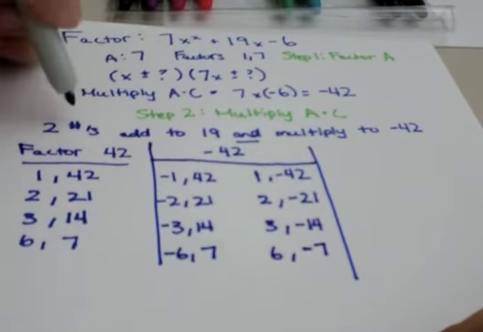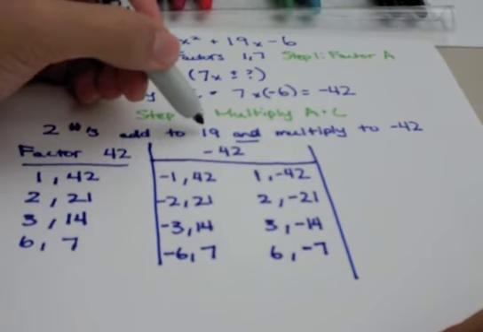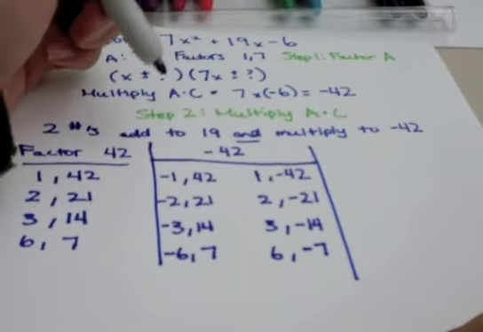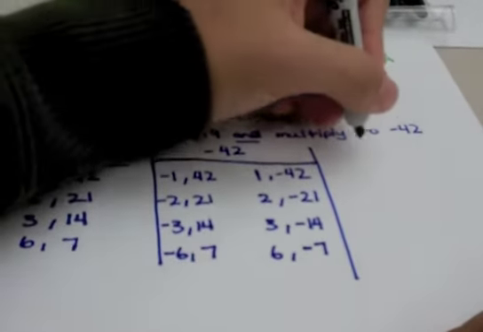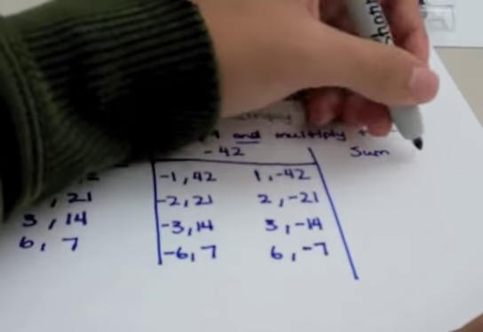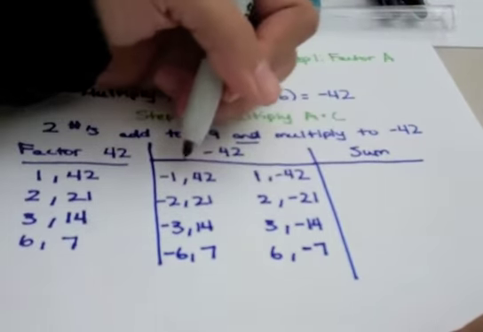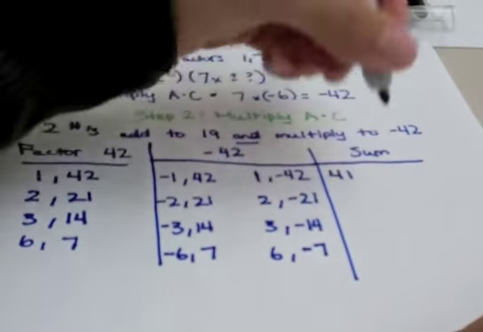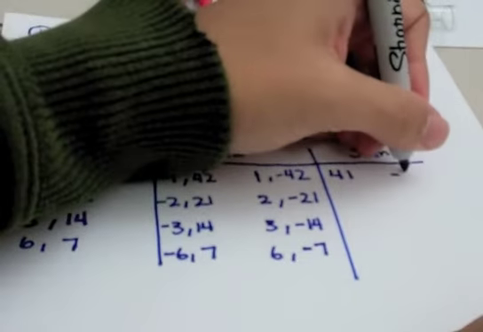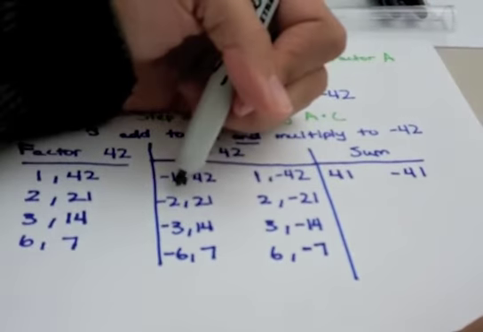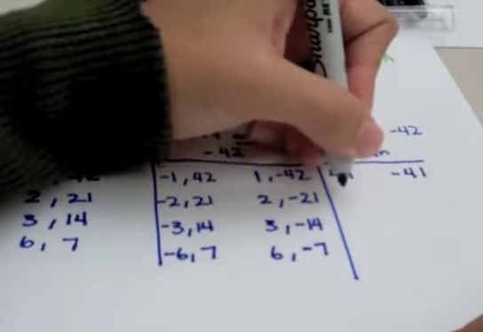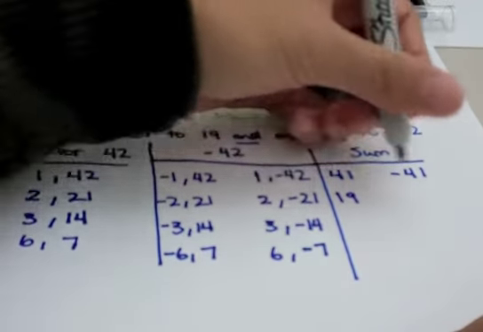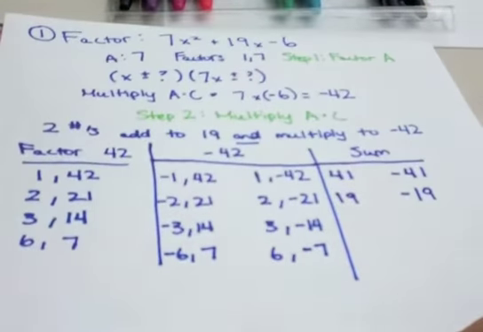Okay, so we're looking for, again, two numbers that add to 19 and multiply to negative 42. So all these sets of numbers multiply to 42, but we need to see which add to 19. So let's get a sum column here. Negative 1 plus 42 is going to be 41. 1 plus negative 42 is going to be negative 41. Negative 2 plus 21 is 19. 2 plus negative 21 is negative 19.